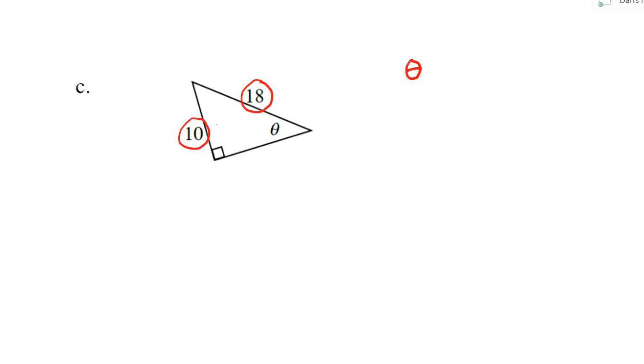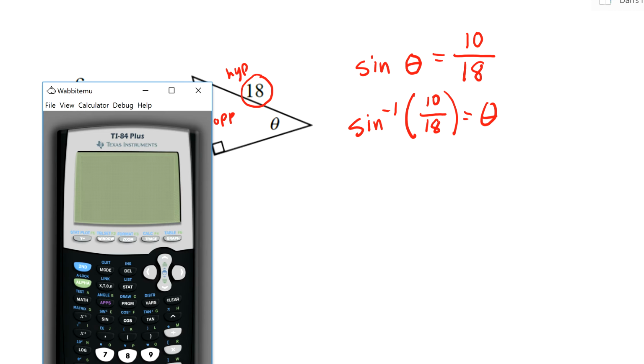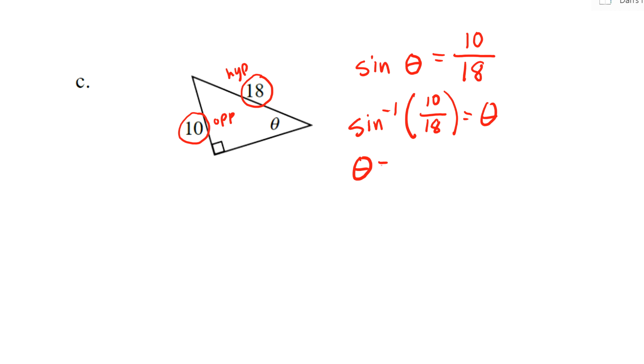Hypotenuse. So that would be sine. So that would be sine theta equals the opposite side of 10 over 18. And when you're solving for an angle, you're going to use the inverse sine. So you're just going to do inverse sine of 10 over 18. That would equal this theta. Calculator. Inverse sine 10 divided by 18, 33.75 degrees. All right, questions on the first one?